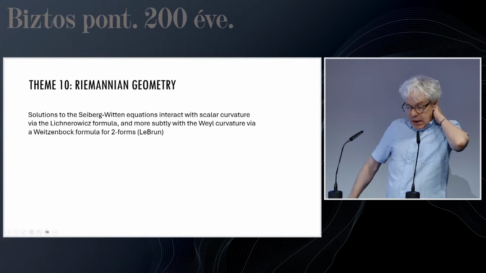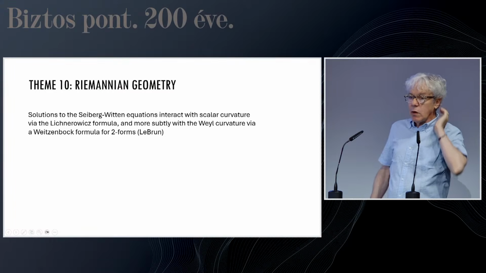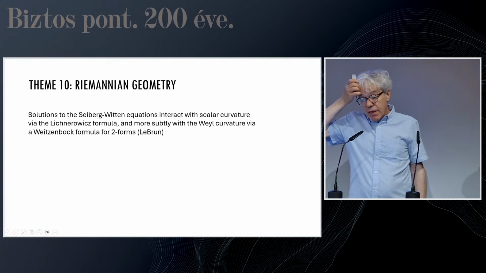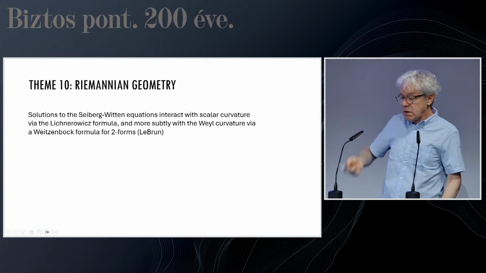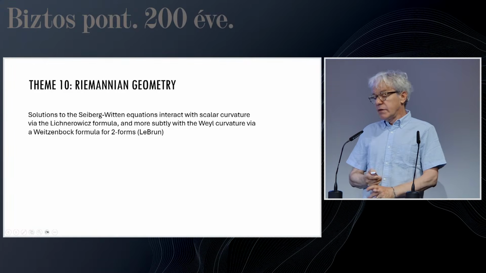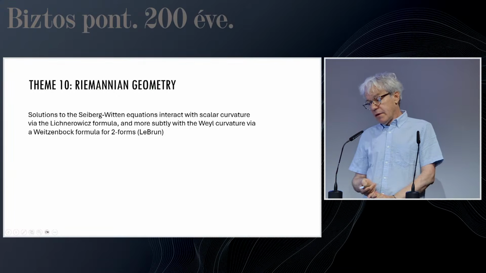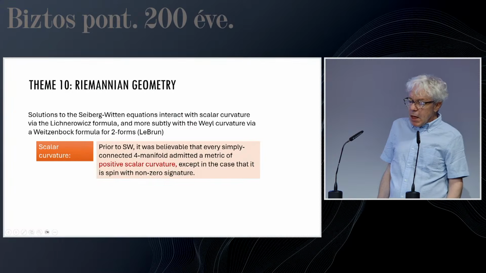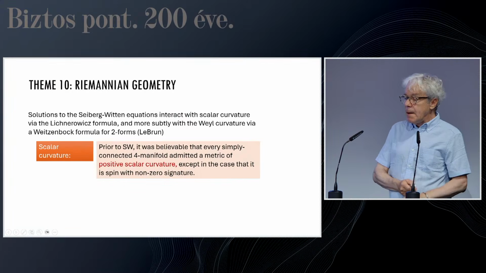Another theme is connection to Riemannian geometry. Solutions to Seiberg-Witten equations interact with the scalar curvature of a manifold. There are none if the scalar curvature is positive. They also interact more subtly with the Weyl curvature of a four-manifold via the Weitzenbock formula for two-forms. The scalar curvature applications were sort of immediate.